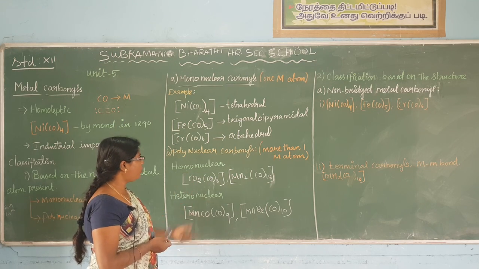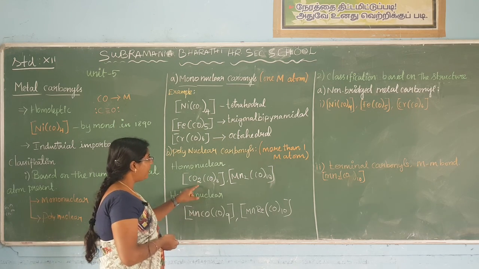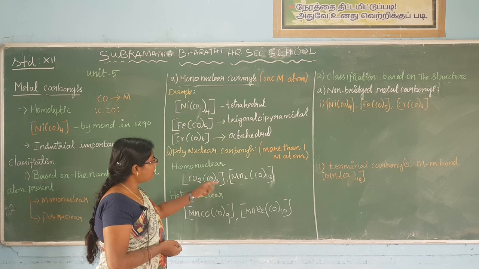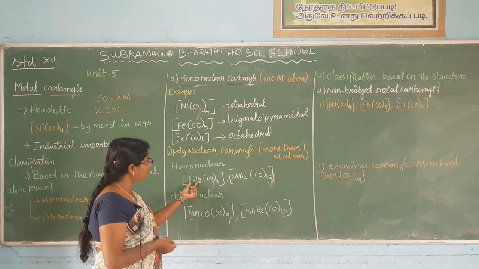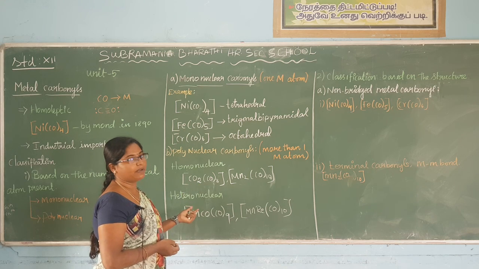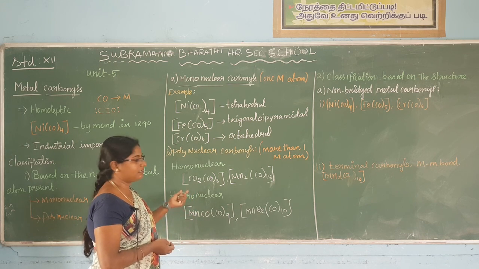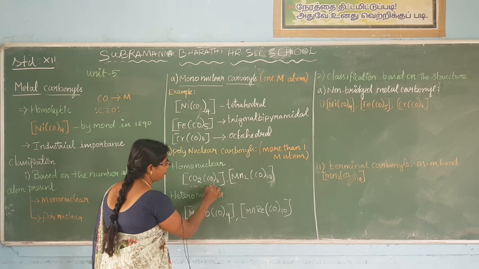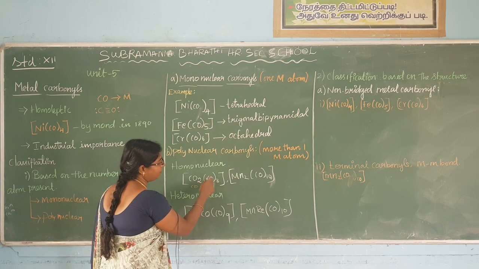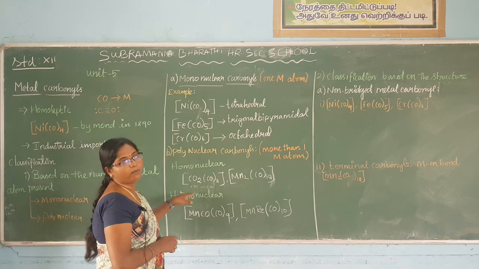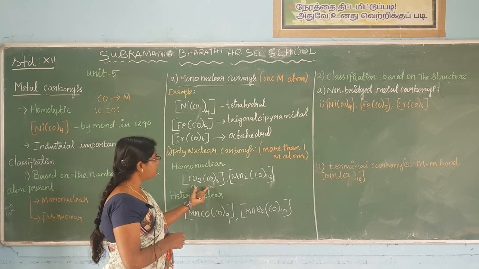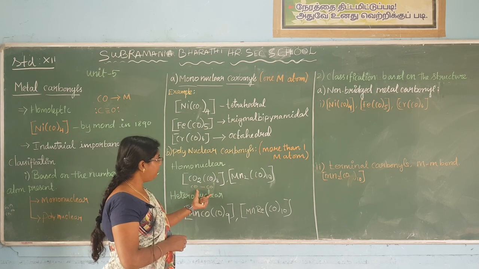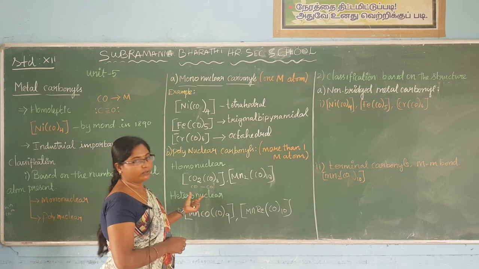We will see what is homonuclear now. Dicobalt octacarbonyl. Here 2 cobalt atoms are present, so 2 metal atoms are present. If I write the structure, I will write like this. I will write the remaining carbonyl groups. In this case it will possess the same metal atom, and it is of 2.